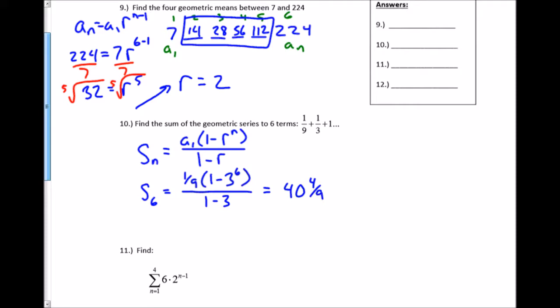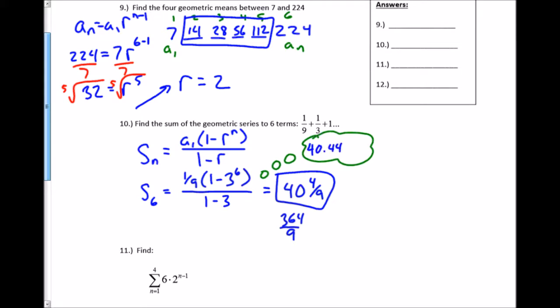That's what it would be as a mixed number. If you wanted to leave this as an improper fraction, that would be fine. That would be 364 over 9. That would be the other option. The one thing I don't want is this as a decimal. And really, if you plug this into your calculator, it should spit this out as a decimal. It'll spit out 40.4 repeating forever. And you should know that 4 repeating forever is 4/9, so you should immediately write it as 40 and 4/9. Okay?